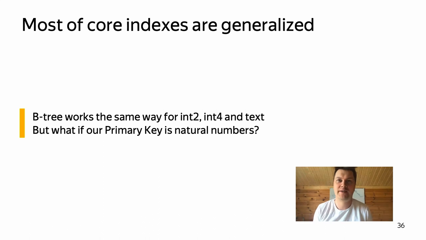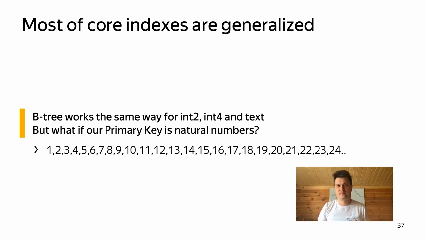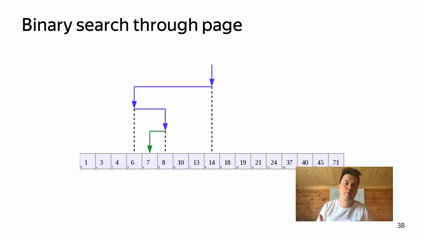Most core indexes are generalized indexes, so this is the same index for chars, for 32-bit integers, for variable characters. And what if you have just a primary key with natural numbers? When you search within a B-tree, you always execute binary search in keys on each page of a B-tree. But if you have 200 tuples, and you know that the first tuple is 0 and the last tuple is 199, then it's not a big deal to find tuple, for example, 88, because it will be in the 88th slot. So you can employ Newton search and interpolate the position of a tuple within a page, and it will save you a lot of cache lines touched in shared buffers.